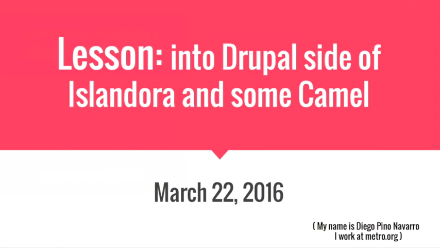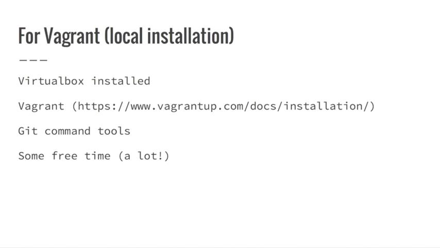So to do this, we need some tools. Basically, we have our Vagrant machine, and to get this working, we need VirtualBox installed, Vagrant. There's some information on how to install that if you don't have that already. All the Git command line tools and some free time, a lot. Basically, because all the deployment on a local machine on Vagrant depends on the resources you have on your machine. It's a machine inside another machine.